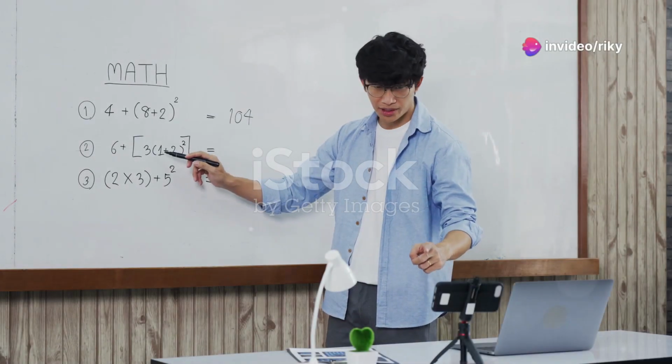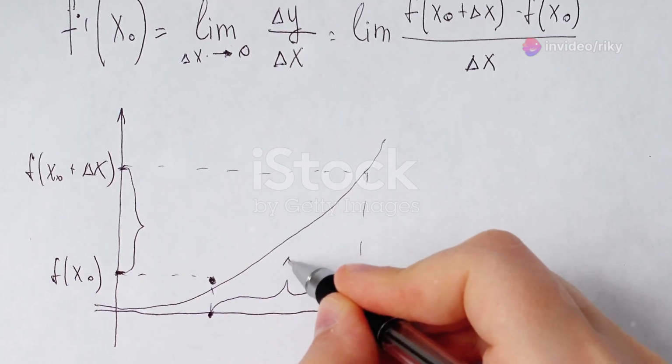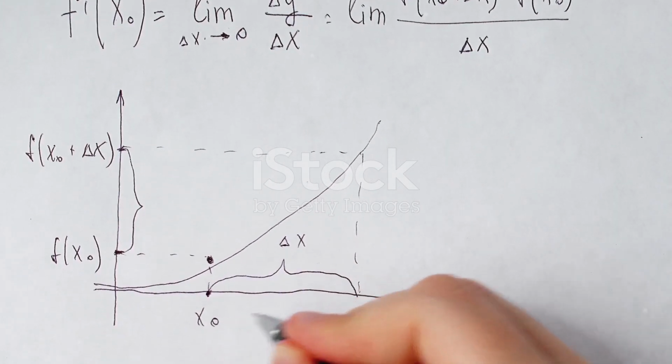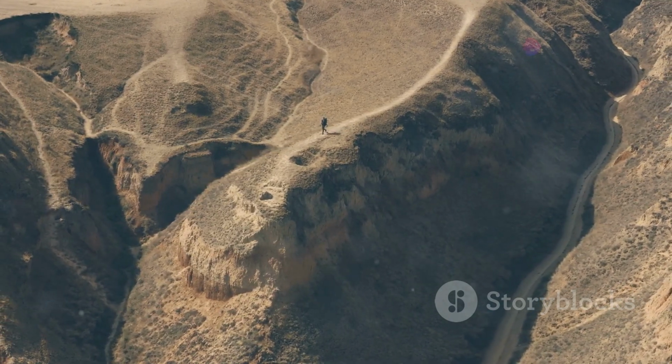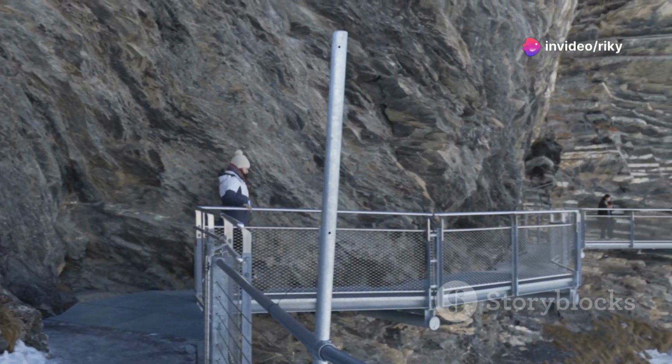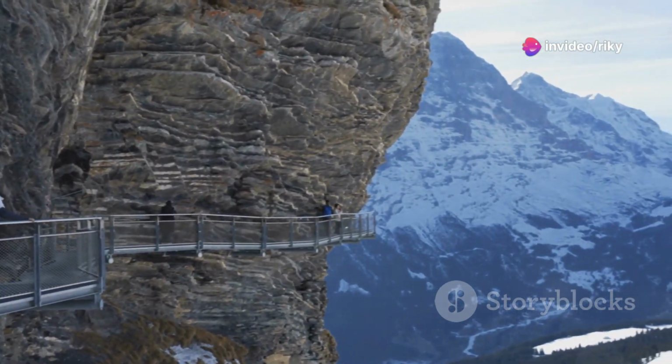Let's start by defining what we mean by a limit. In the simplest terms, a limit describes the behavior of a function as its input approaches a certain value. Think of it like approaching the edge of a cliff, but not actually jumping off. We're interested in seeing what's happening as we get closer and closer to the edge without actually going over.